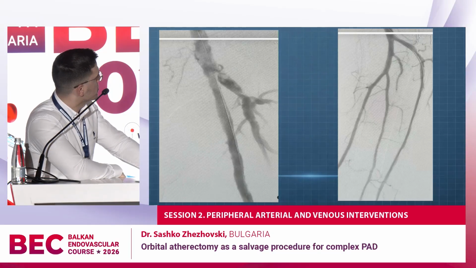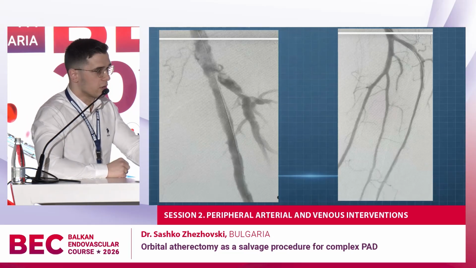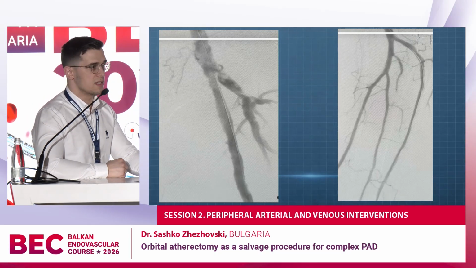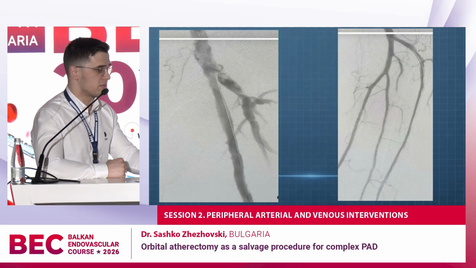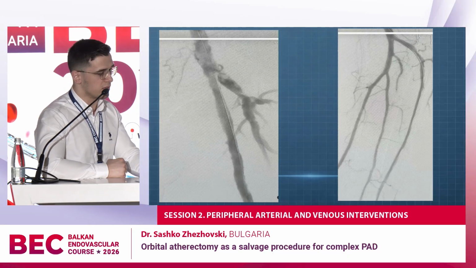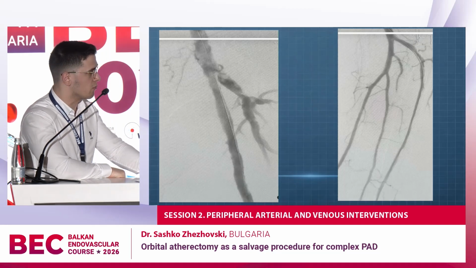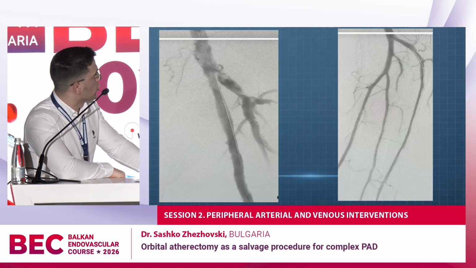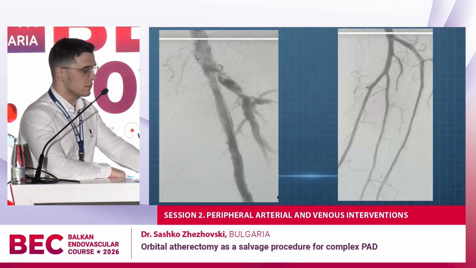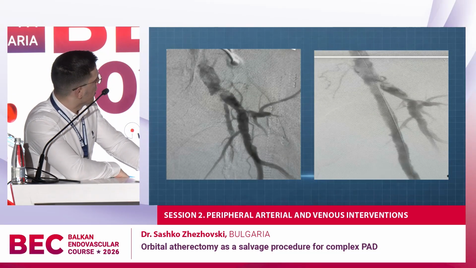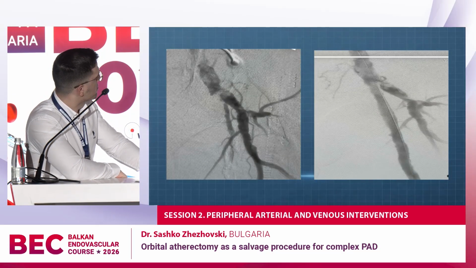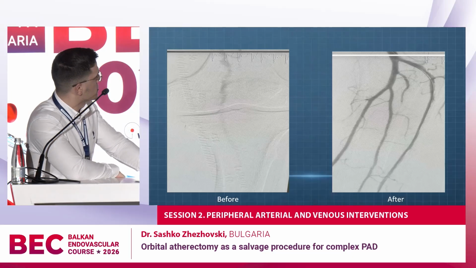of the supragenicular segment and the infra- and below-the-knee segments. I think I forgot to mention that in the first patient we used the classic crown, compared to this one. In the second patient we used the solid crown because we used the orbital atherectomy only above the knee. So this is a short comparison between before and after the procedure. This is the below-the-knee comparison.